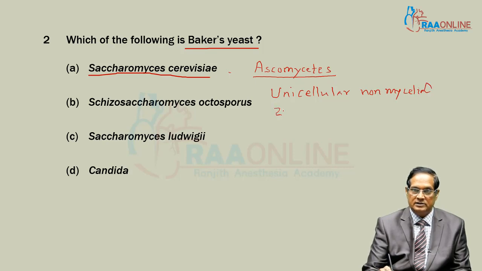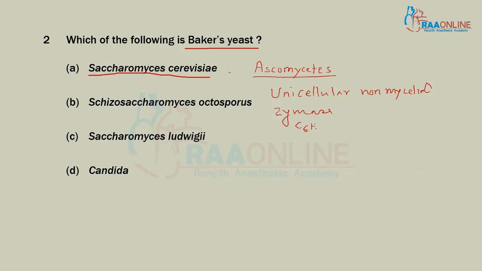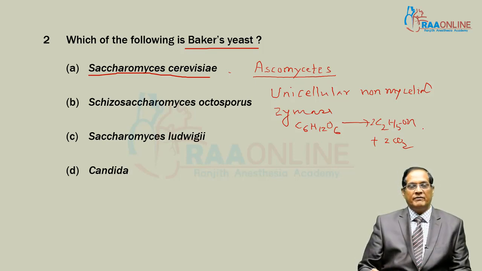It has an enzyme zymase, and this zymase enzyme acts on glucose and converts it into C2H5OH, that is alcohol, plus carbon dioxide. That carbon dioxide, when released, is responsible for the puffy appearance of bread.